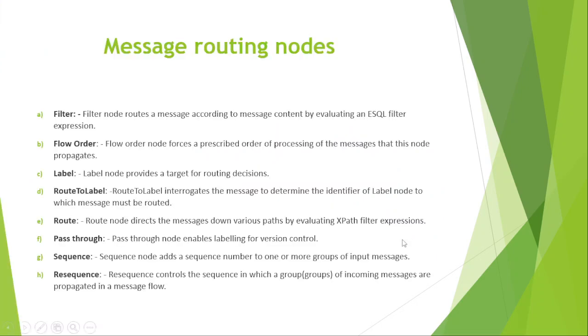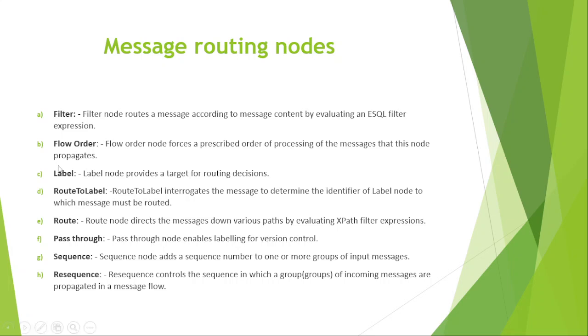When talking about the routing nodes, we have the filter node, the flow order node, the label node, route to label, route node, pass through node, sequence node and the resequence node. So these are the 8 nodes that are found under the routing template.